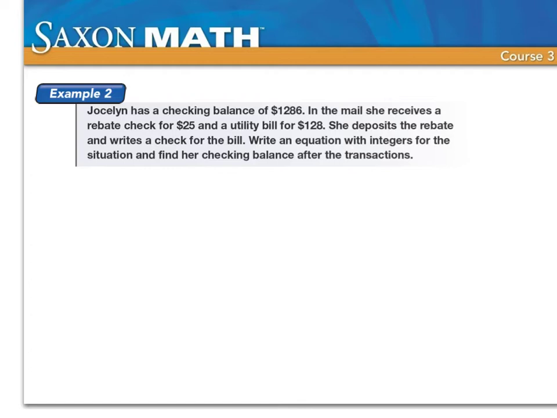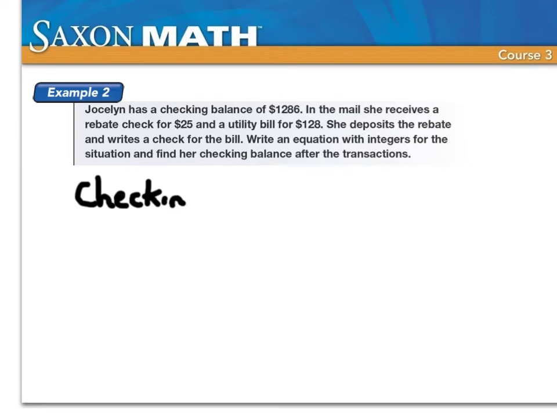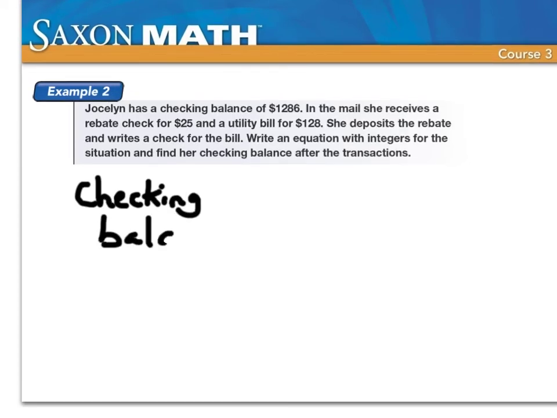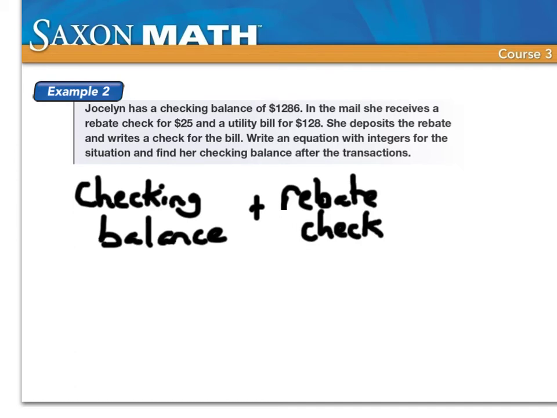Alright, well, first thing we know is I'm going to just write a verbal model. We've got her checking balance to start with. Okay, and it says she's going to get a rebate check. And what she's going to do with that is it says she deposits the rebate check. So deposit means we're going to add that. Okay, and that's going to be a positive number. So plus the rebate check. And then it says she gets a utility bill, and she's going to write a check for the bill. So that means we're going to take away the utility bill because she's going to lose that money.